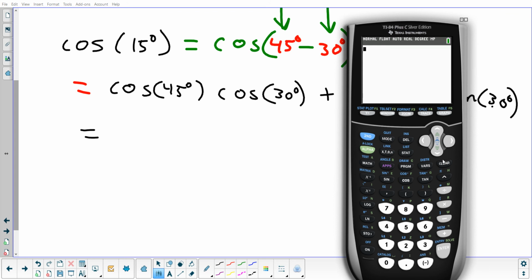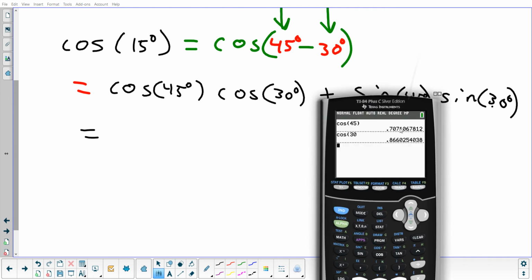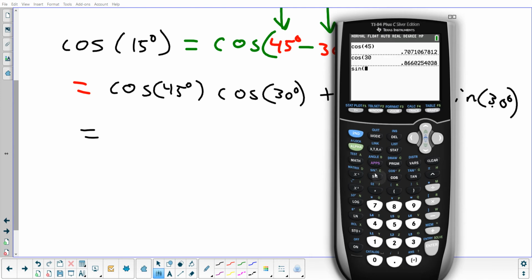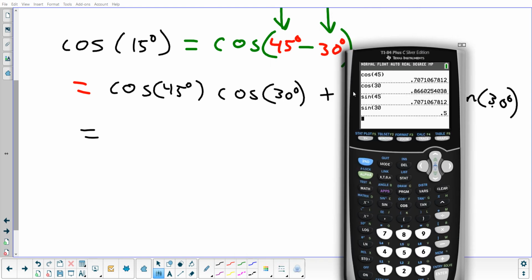So first of all, I'm in degrees. Make sure my calculator is in degrees. Cosine 45. Cosine 30. Sine 45. And sine of 30. Okay, let's go through and write each of those down.